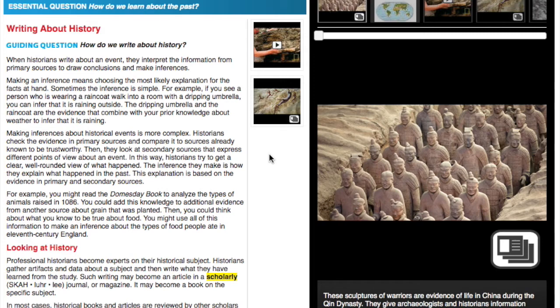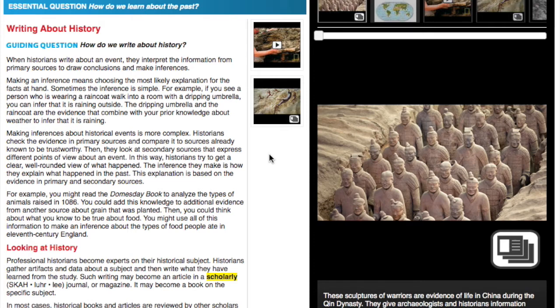The dripping umbrella and the raincoat are evidence that combine with your prior knowledge about weather to infer that it's raining. Making inferences about historical events is more complex. Historians check the evidence in primary sources and compare it to sources already known to be trustworthy. Then they look at secondary sources that express different points of view about an event. In this way, historians try to get a clear, well-rounded view of what happened. The inference they make is how they explain what happened in the past. This explanation is based on the evidence in primary and secondary sources.